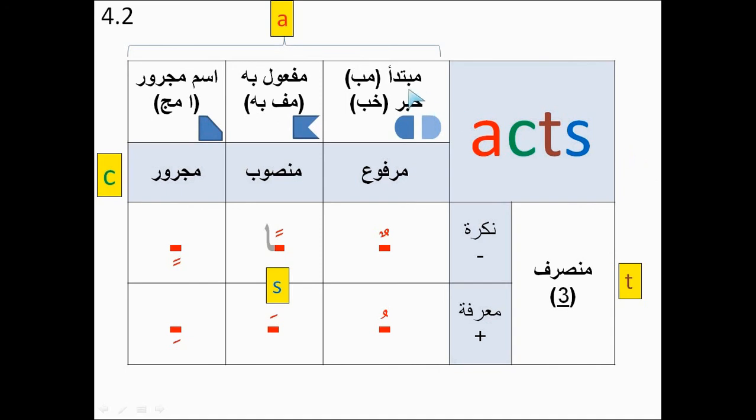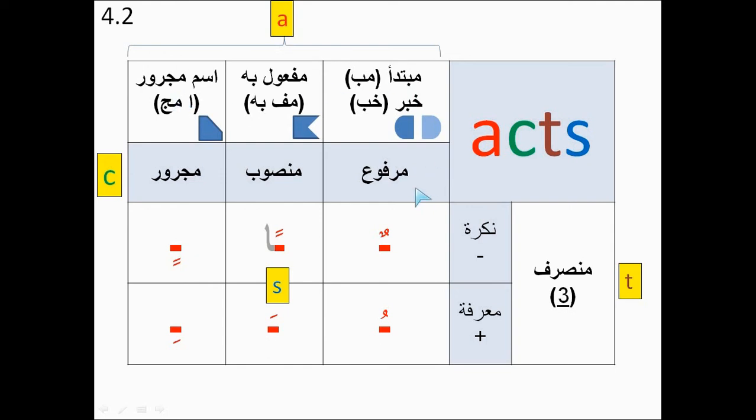Right. What we do in this, I'm going to abbreviate the word mubtada with the first 2 letters of that word, mim and ba, mubtada. Khabar, khaf and ba, khabar. Maf'ulun bihi, we're going to use mim and fa. Ism majroor, alif for ism, and mim jim for majroor. So that's the first column in our table.